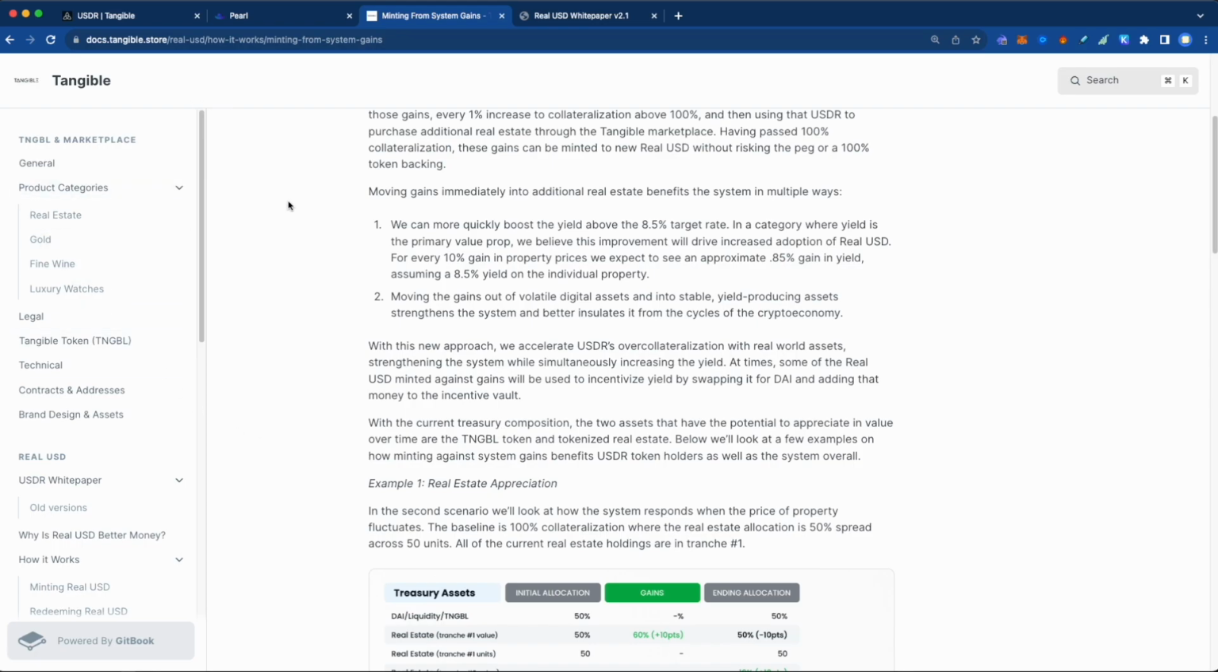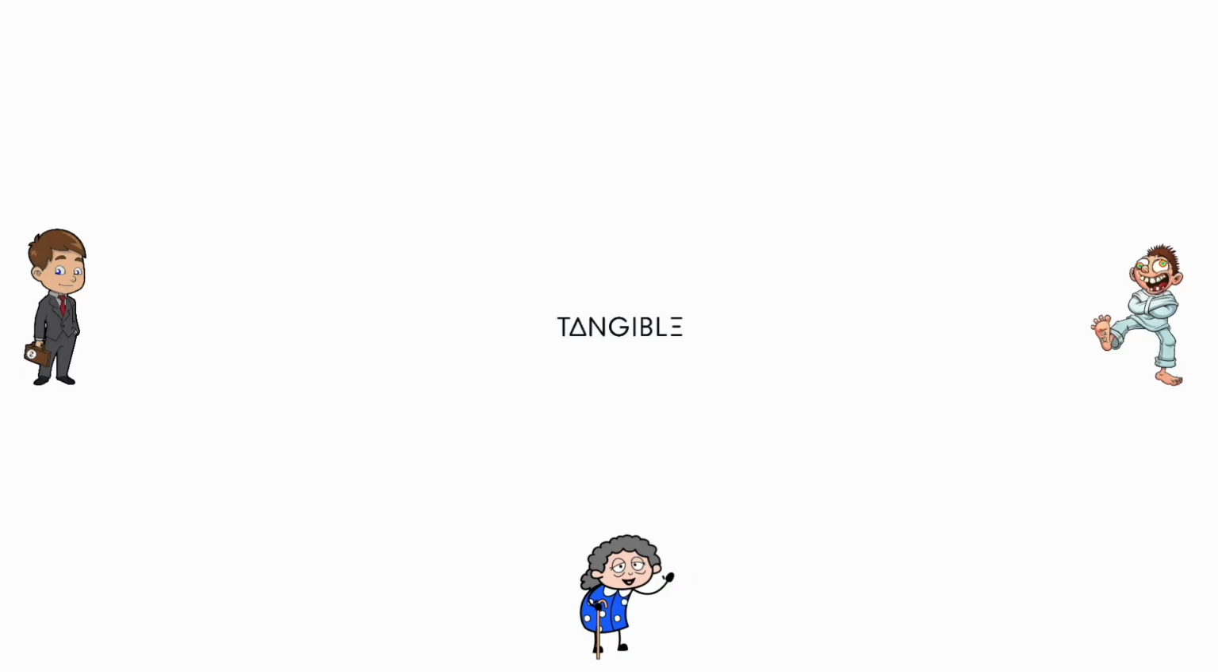Okay, so let's swing over to the flowchart. It's a pretty long one, so let's get over there as soon as possible and try to get into it. Okay, so here we are on the flowchart. We have Dollar Bill, Grandma Bill, and Boosted Bill. All of these people are going to play a role in today's video. So we have Tangible here in the middle, okay?